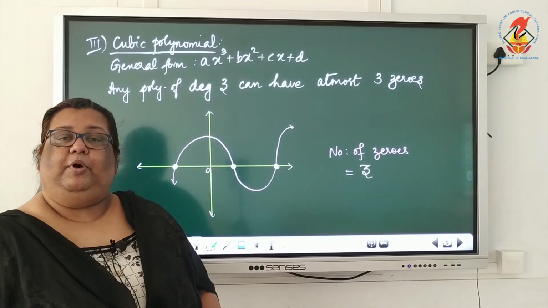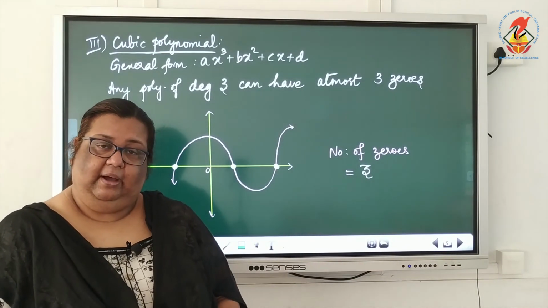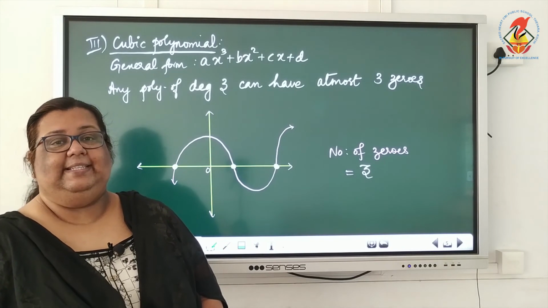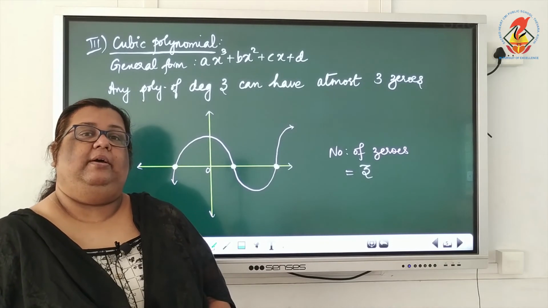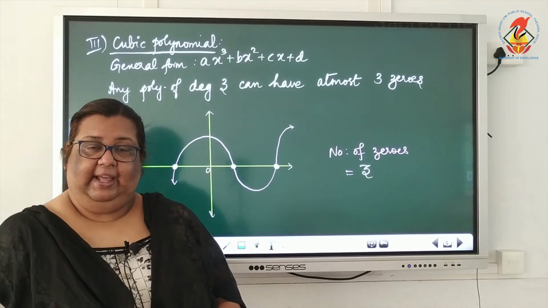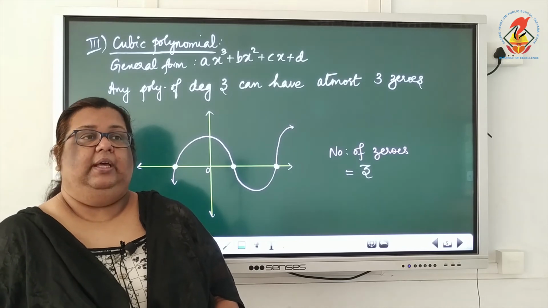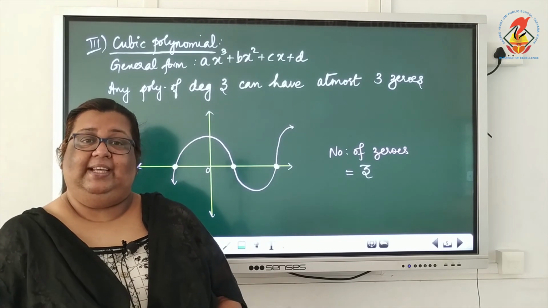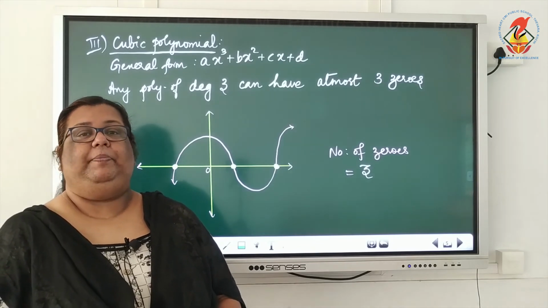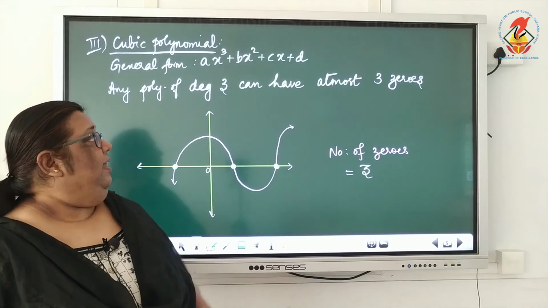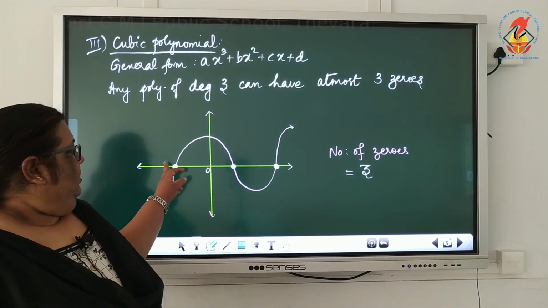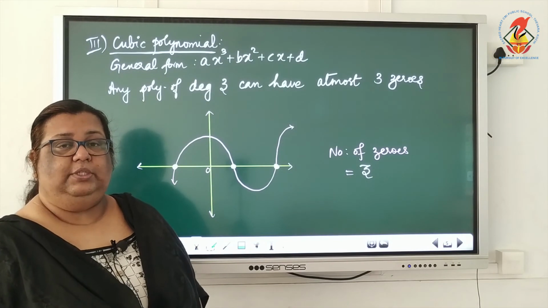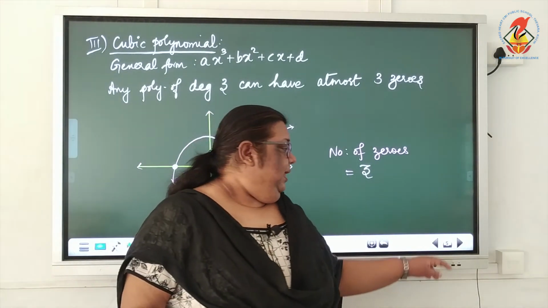So, for a linear polynomial, the graph will be a straight line. For a quadratic polynomial, the graph is a parabola. If a is greater than 0, upward parabola, a is less than 0, downward parabola. A polynomial of degree 2 can have at most 2 zeros: no zero, 1 zero, 2 zeros, depending on the graph touching the x-axis. A cubic polynomial of degree 3 can have at most 3 zeros. Depending on the graph touching the x-axis, we can find the number of zeros for a cubic polynomial.